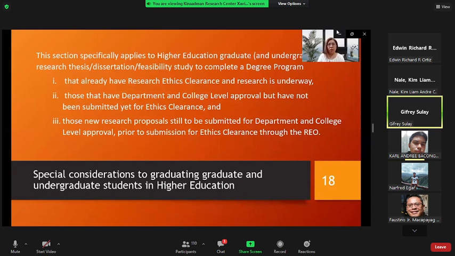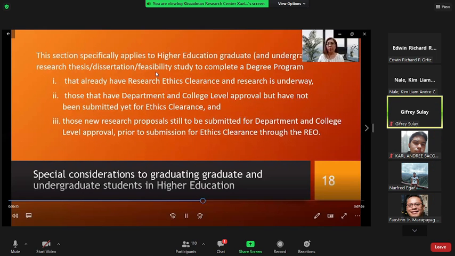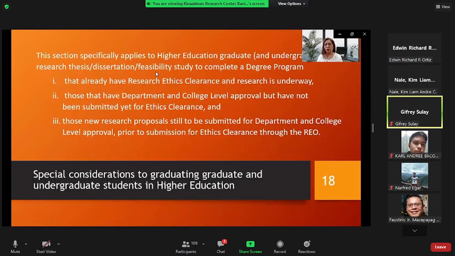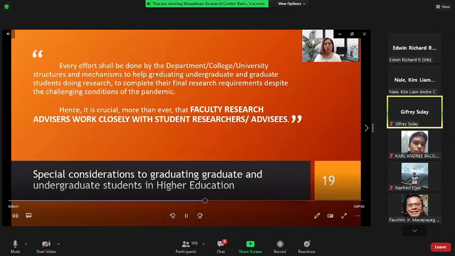So what would be included in the guidelines? Those research that already have research ethics clearance and are already underway. Those that have department and college level approval but have not yet been submitted for ethics clearance. And those new research proposals still to be submitted for department and college level approval prior to submission for ethics clearance through the Research Ethics Office. So there are three classifications.